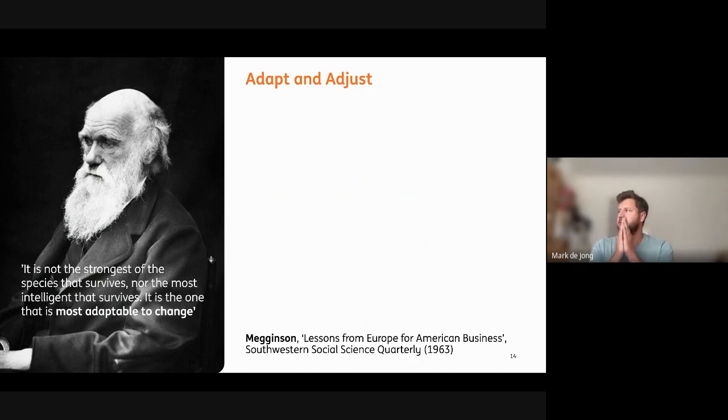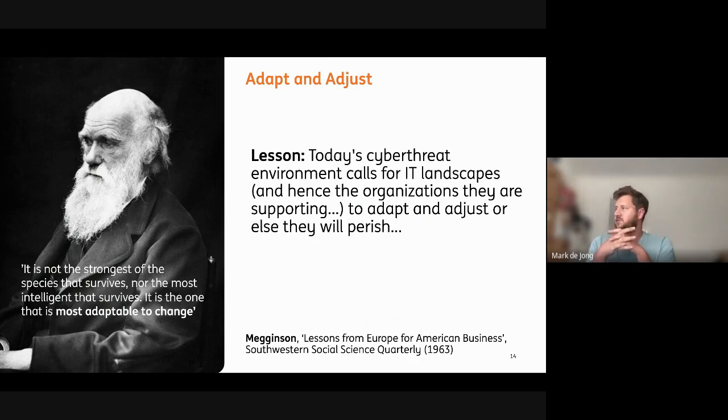In general, people believe this is a quote from Darwin, but it's actually coming from Leon Magazine, an American professor for management and marketing. From his publication, Lessons Learned from Europe for American Business, he states, it's actually not the strongest of the species that survived, nor the most intelligent one, but it's the one that is most adaptable.